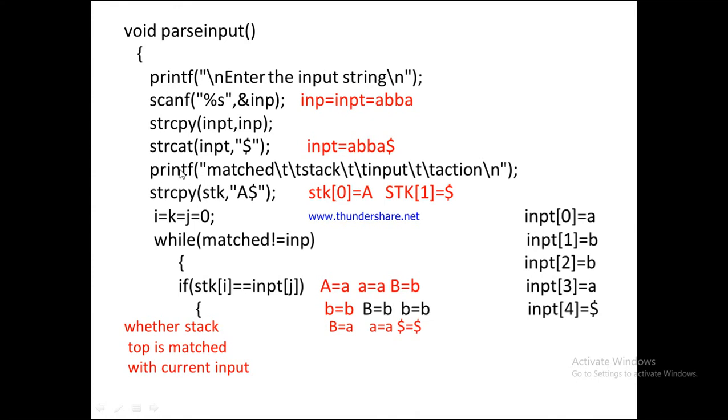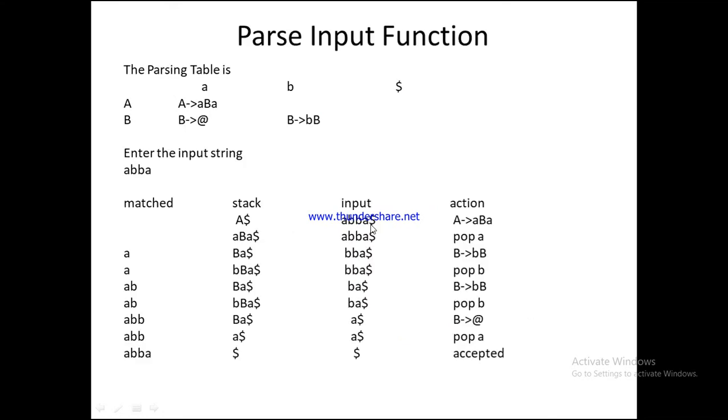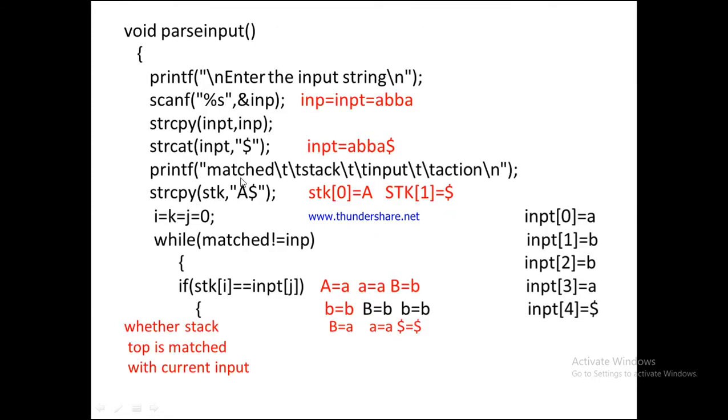So now what we are doing, just we are printing whatever is there in the matched. What is there in the matched? So that is this heading I am printing. Only the headings we are printing, that is what we are doing here. Nothing like percentage s or percentage c, nothing I am calling there. Simply the headings: matched, stack, input and action. These four headings I am printing.